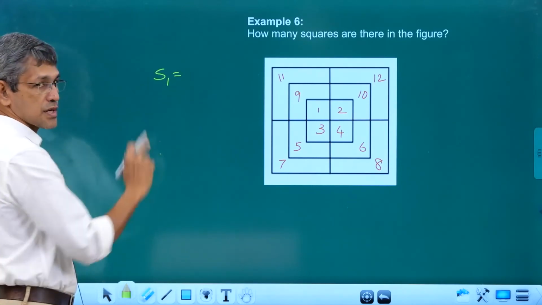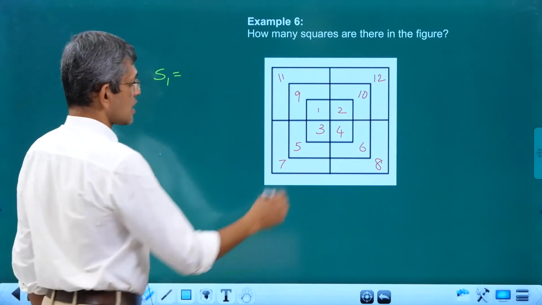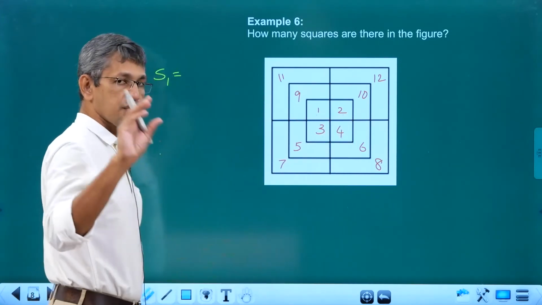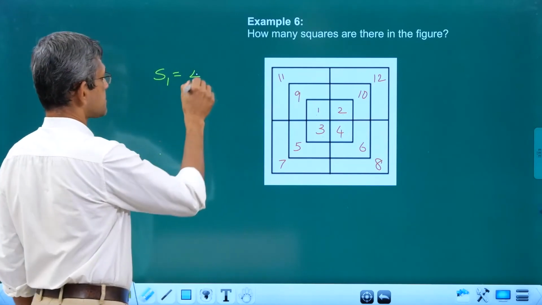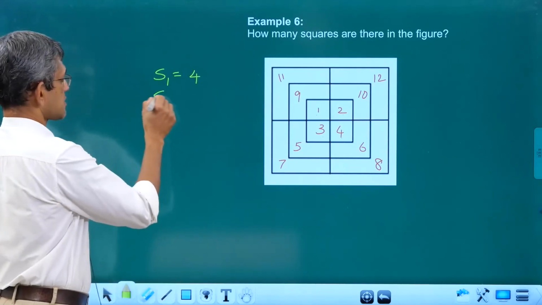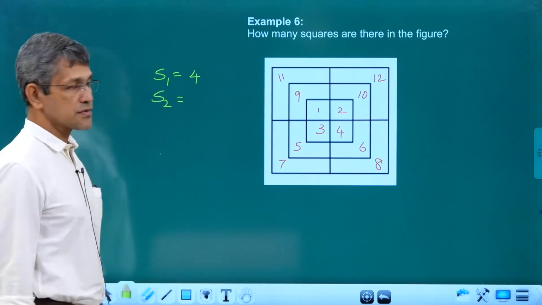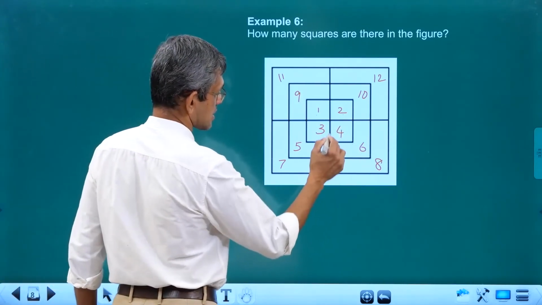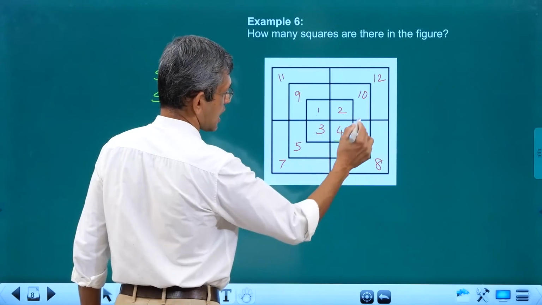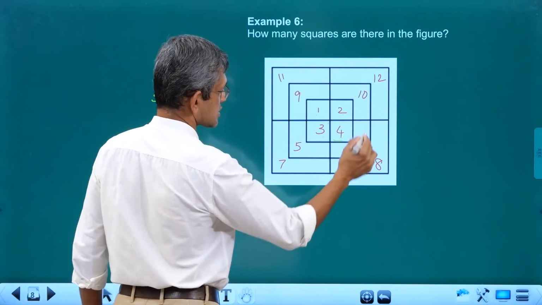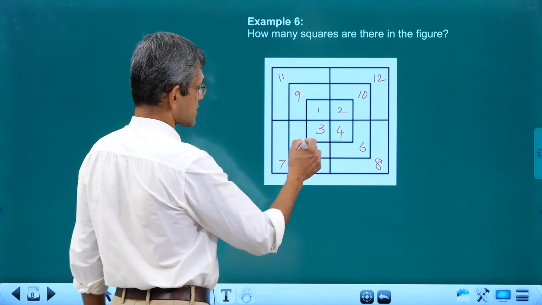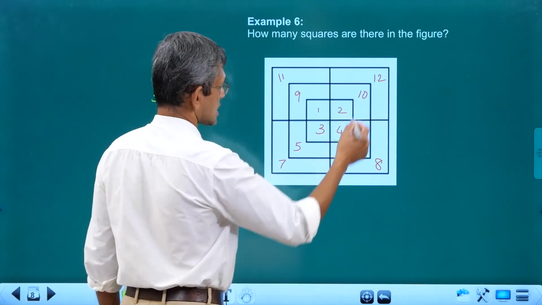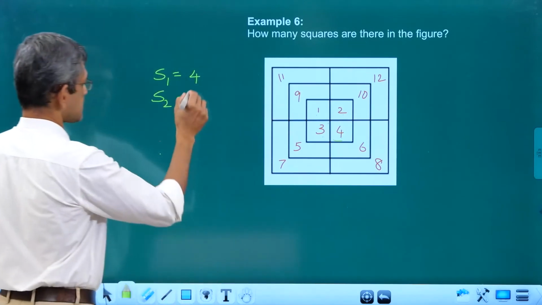One piece at a time, that means one square. 1 is a square, 2 is a square, 3 is a square, 4 is a square. So 4 small squares we have. And S2, that means 2 pieces together. Do we have any square? Of course, 4 and 6 together, this is 4 and this is 6, we have a square. Same way 3 and 5 together we have a square. 1 and 9 together is a square. 2 and 10 together is a square. So we have 4 of them.